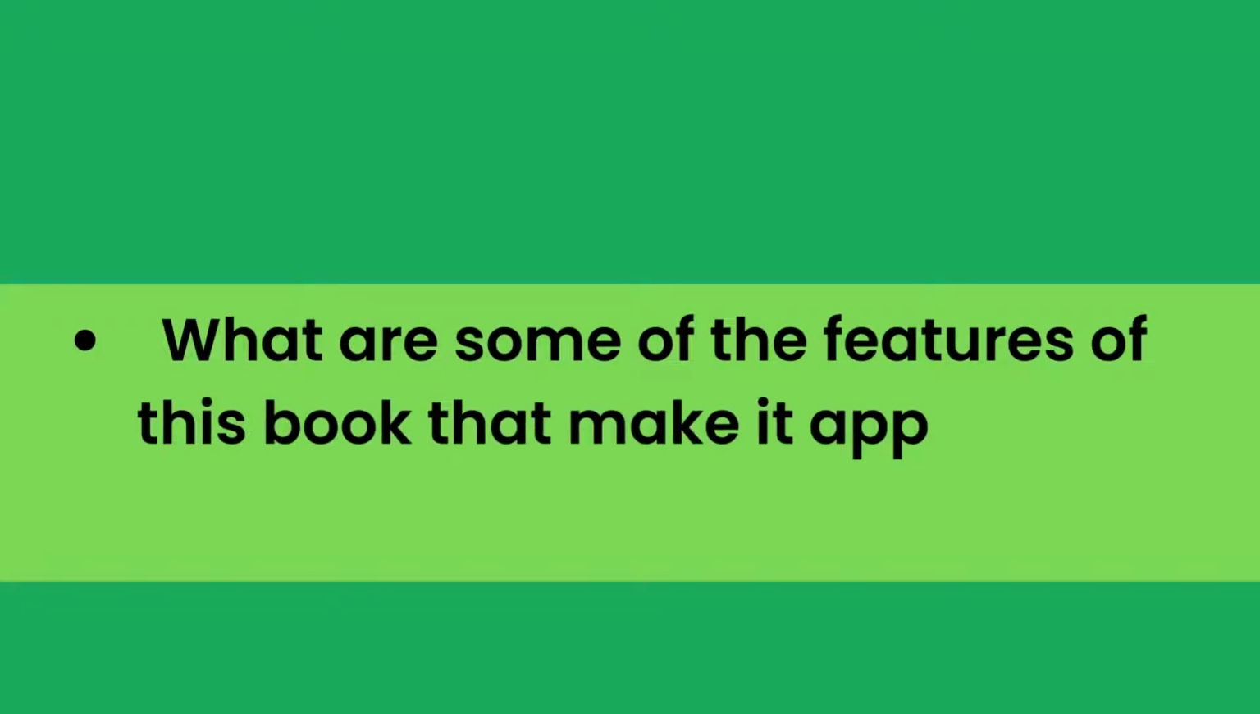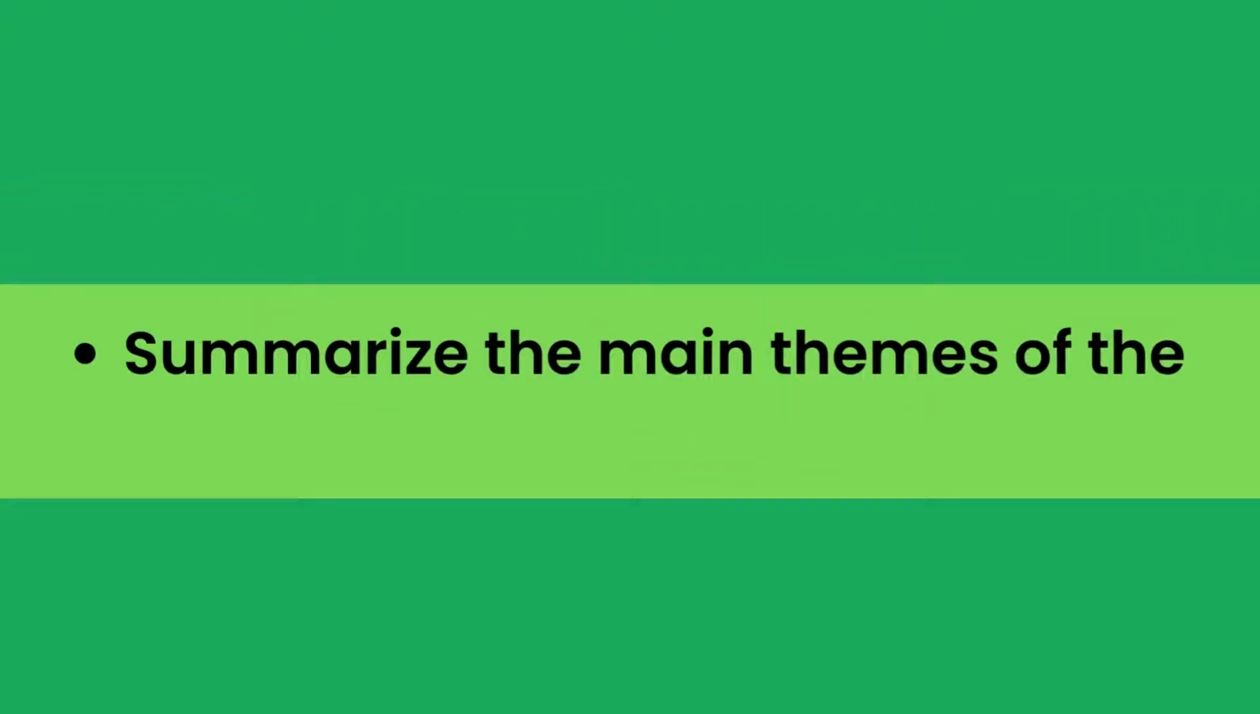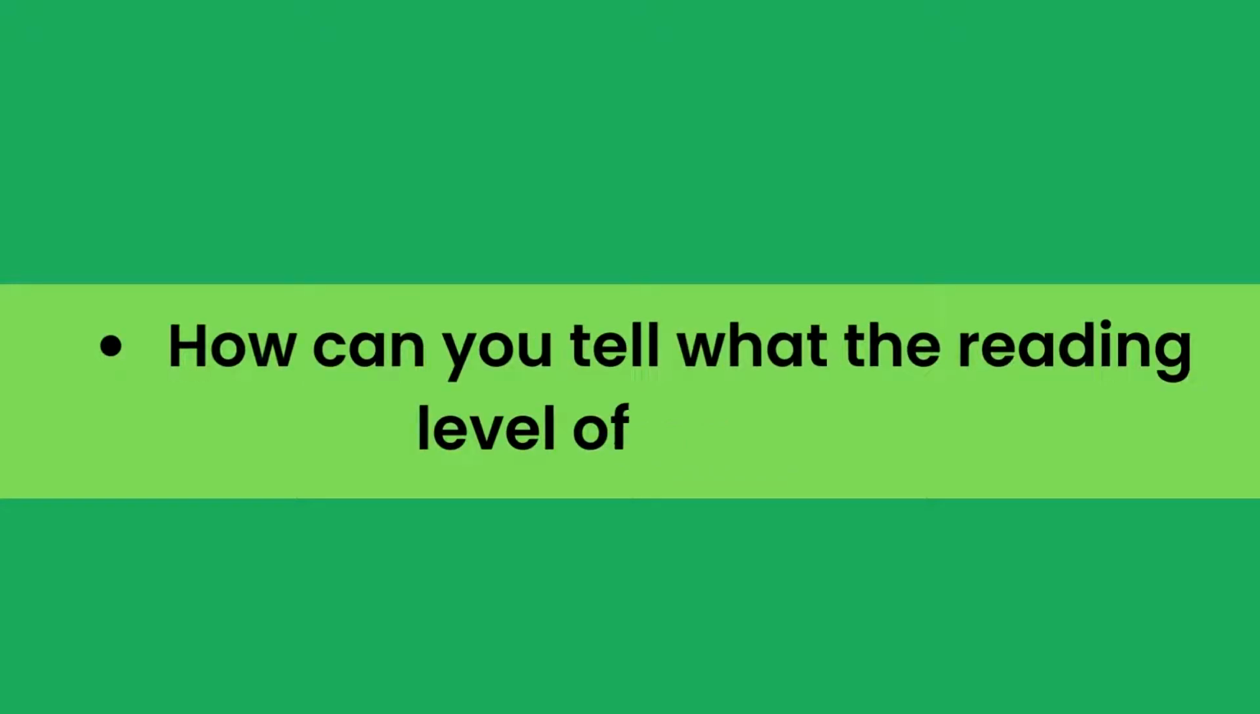Number 1. What are some of the features of this book that make it appropriate for its reading level? Number 2. Discuss why the book is a good choice for that particular age group. Number 3. Summarize the main themes of the book. Number 4. How can you tell what the reading level of a book is?